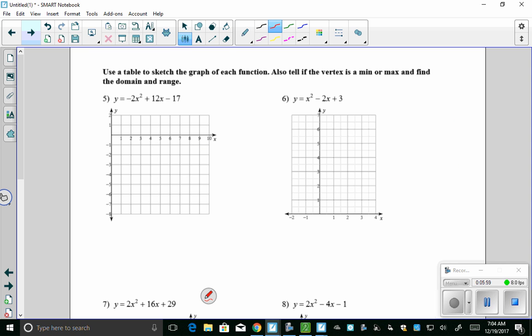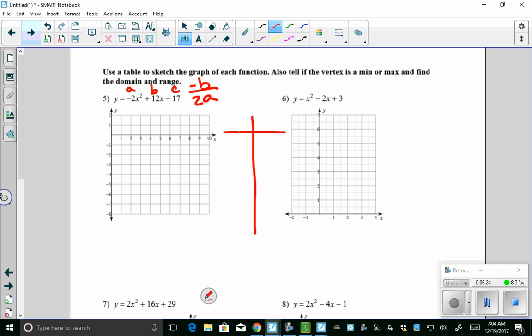The next set of problems says to use the table to sketch the graph of each function. Also tell if the vertex is a min or max, and find the domain and range. So to find the vertex, they want us to use a table, and you want the vertex to go in the middle. You're going to do the opposite of b divided by 2a, where this number is a, this number is b, and that is c.